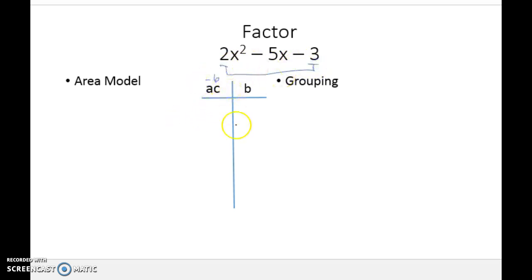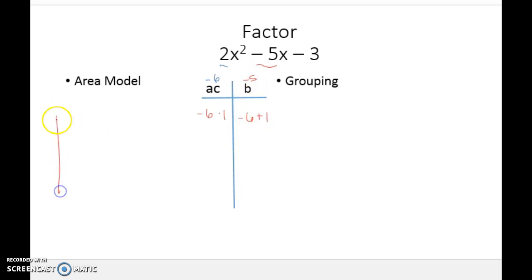So I need two numbers that multiply to give me negative 6. But I want them to have a sum of my b term. My b term is negative 5. All right, so I need two numbers that multiply to give me negative 6 and give me a sum of negative 5. So those two numbers are going to be negative 6 and 1. Negative 6 times 1 gives me negative 6, and negative 6 plus 1 gives me this negative 5.